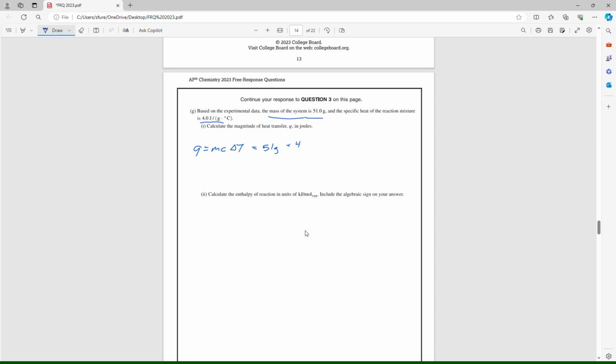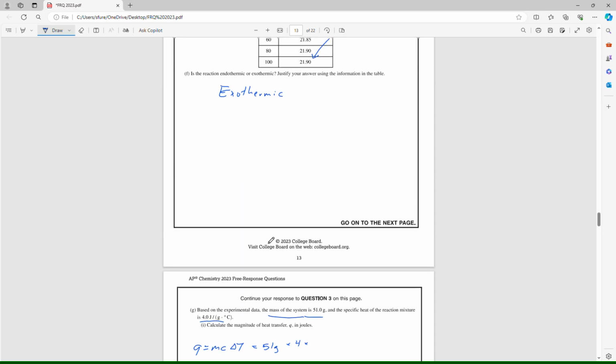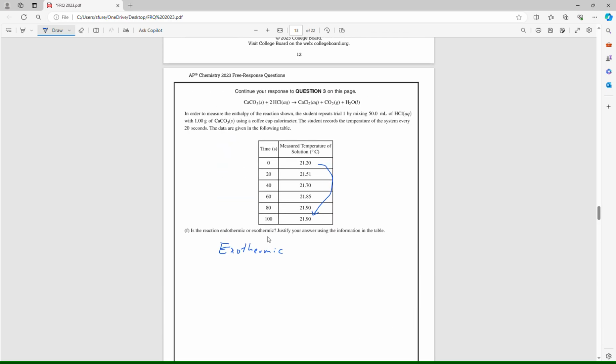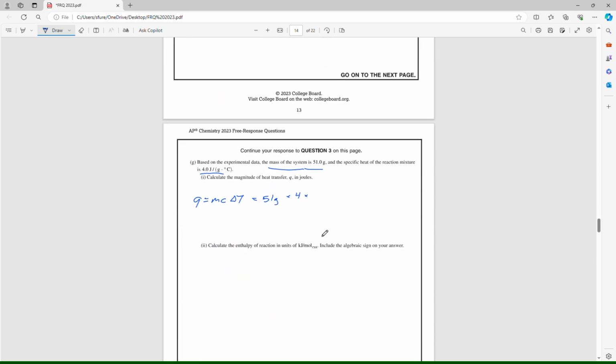So times 4. And then our change in temperature between here and here, this is a change in temperature of 0.7. I could write that out: 21.9 minus 21.2. So our final minus our initial equals 0.7. So times 0.7. And that gives us 140 joules.